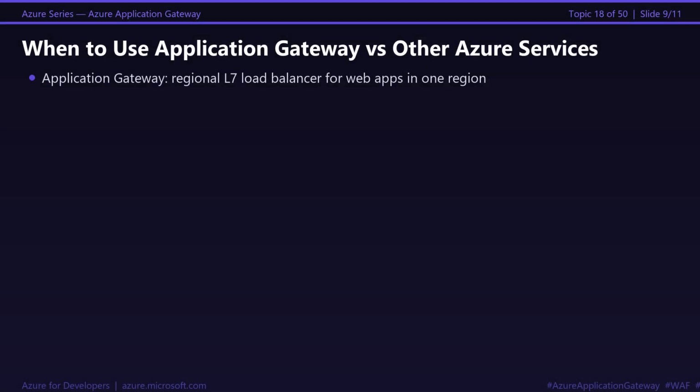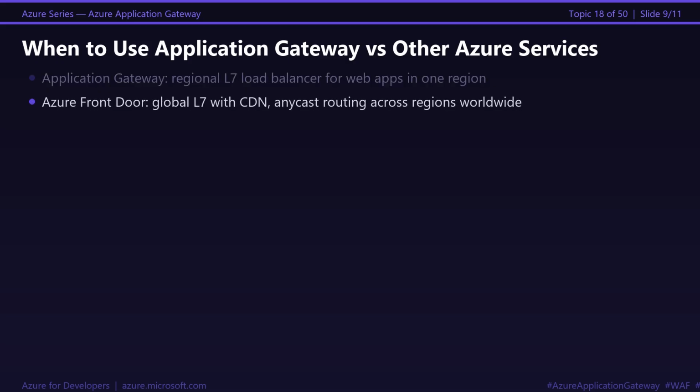Azure Traffic Manager. DNS-based. Global. No data plane at all. Use it to route DNS queries to the right region, but it doesn't touch your actual traffic. Here's the decision tree. HTTP Web App, Single Region: Application Gateway. HTTP Web App, Global Users: Azure Front Door. TCP Workload or Internal Load Balancing: Azure Load Balancer. DNS Level Global Failover: Traffic Manager.